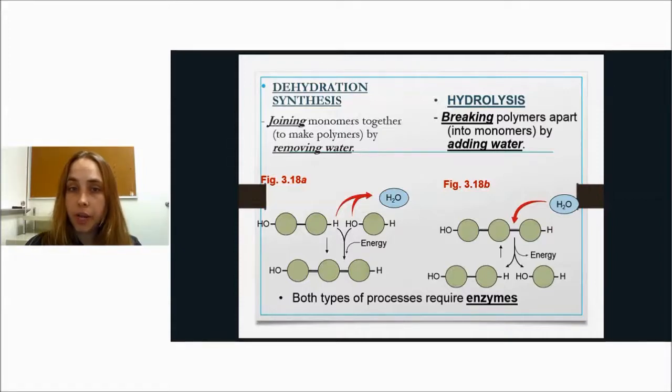Hydrolysis, on the right, is the opposite of dehydration synthesis. You add the water back in to break the bond. We talked about this in class with the glucose molecules. It also happens with proteins. It happens with the lipids. This is how things are formed. If you break down the word hydrolysis, hydro is referring to adding water, and lysis is to break apart.